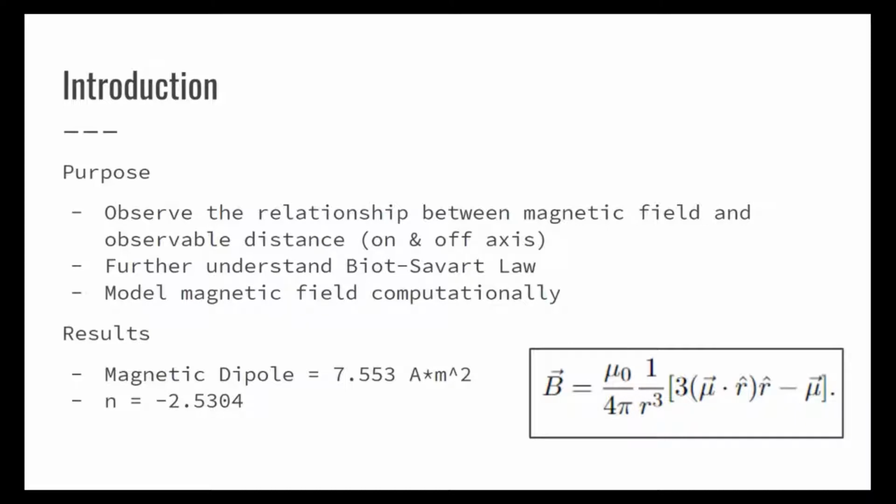So in this lab, the purpose was to observe the relationship between a magnetic field and an observable distance, both on and off the magnetic field's axis. Further, it was also to further understand the Biot-Savart law, which we can see at the bottom right, and then also model the magnetic field computationally. A result from the lab was that the magnetic dipole was found to be 7.553 amps times meters squared, and the n came out to be negative 2.5304.